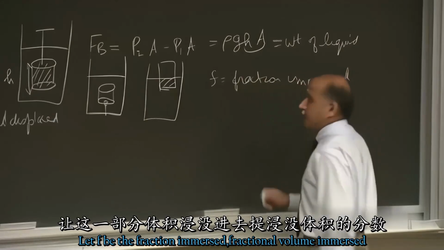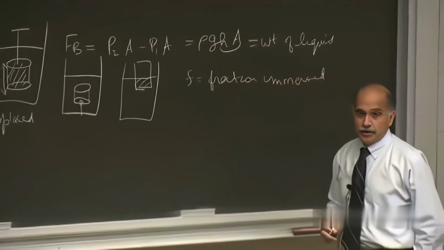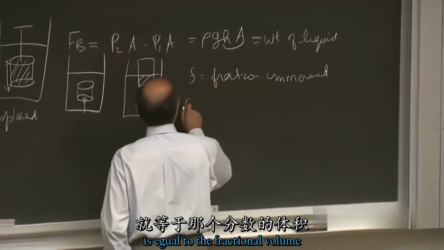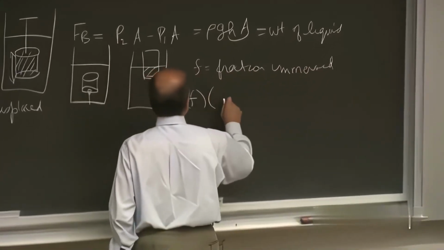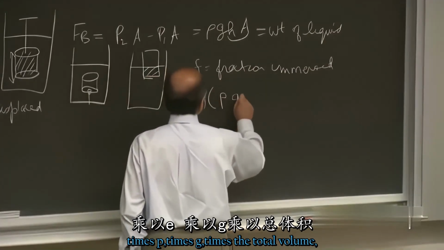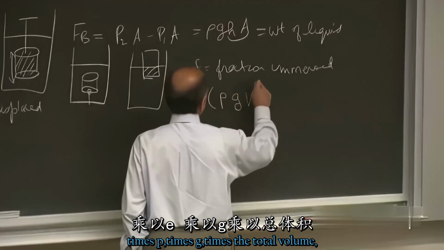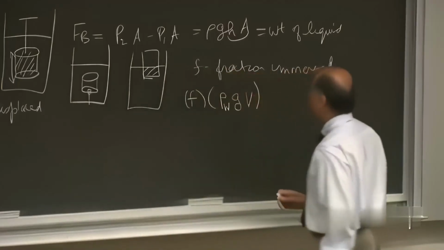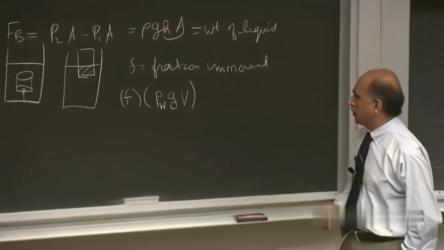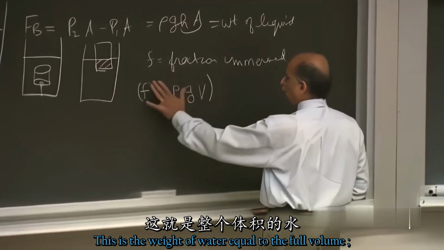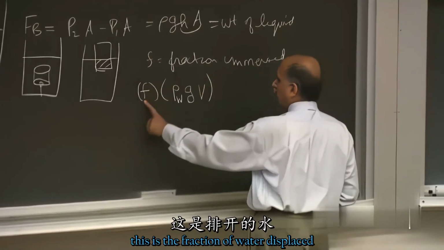Fractional volume immersed. Then we can say the weight of the liquid displaced is equal to the fractional volume times rho times g times the total volume. This is the rho of water. Do you understand? This is the weight of water equal to the full volume. This is the fraction of water displaced.